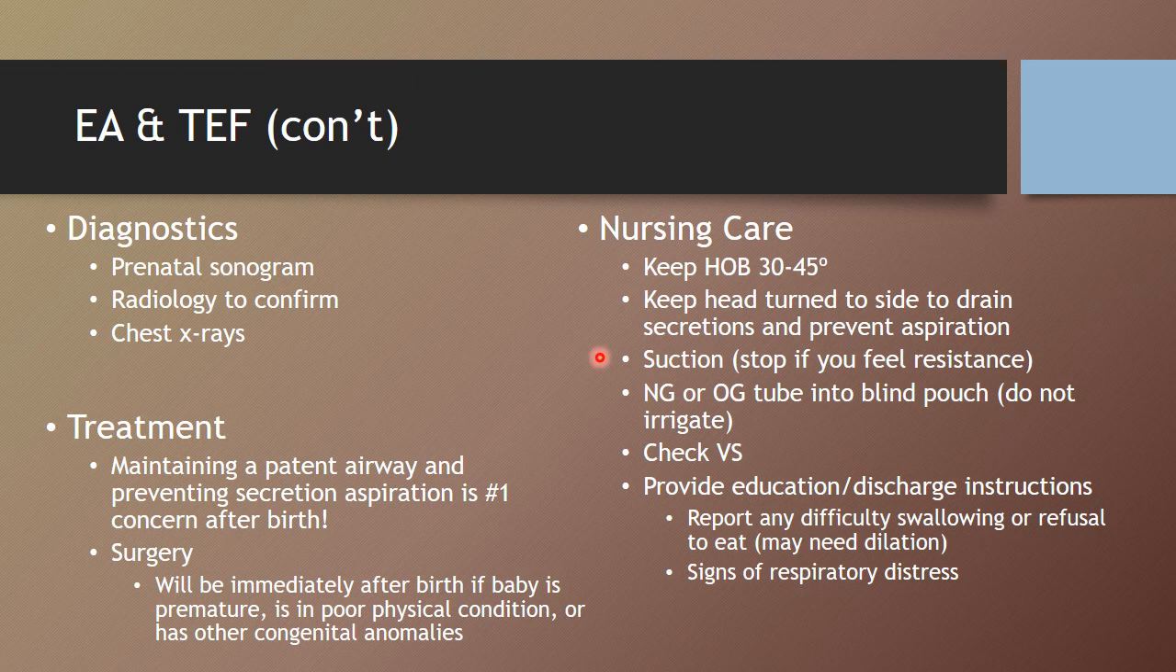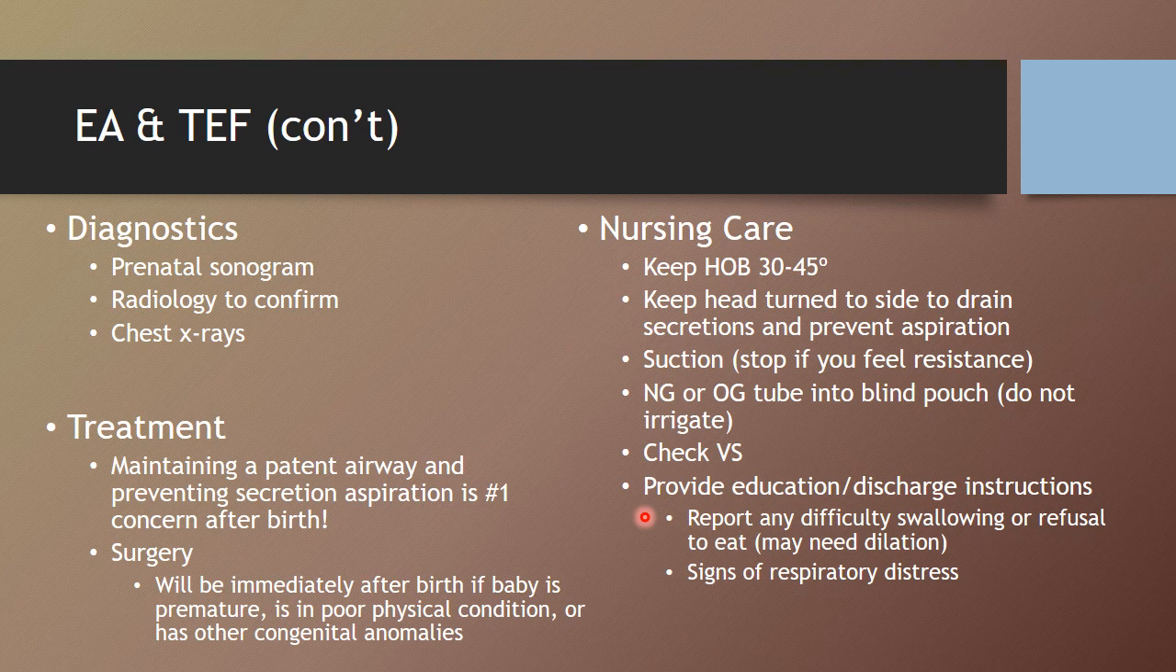You may put an NG or OG tube into the blind pouch before surgery because, like I said, the secretions have nowhere to go except that blind pouch. So if you have intermittent or continuous suction there, it'll keep them from aspirating and it'll just go into the suction tube into the canister. You just don't want to irrigate this because obviously the fistula is still in place. At this time, if you irrigate it, you can get water into the lungs and that would be a big problem. Checking vital signs, of course, and then providing education and discharge instructions.